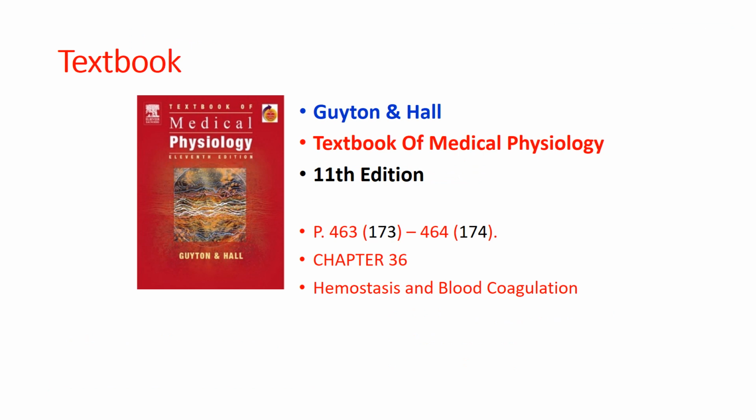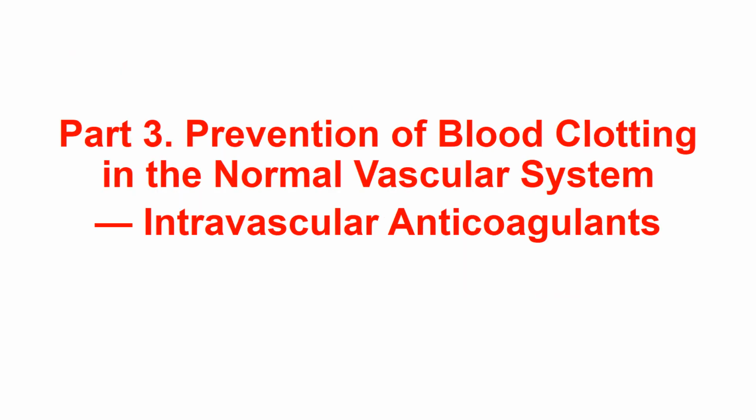Textbook: Guyton and Hall, Textbook of Medical Physiology, 11th edition, pages 457 to 468. Chapter 36, Hemostasis and Blood Coagulation. Part 3, Prevention of blood clotting in the normal vascular system: intravascular anticoagulants.